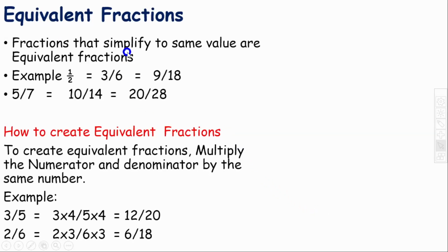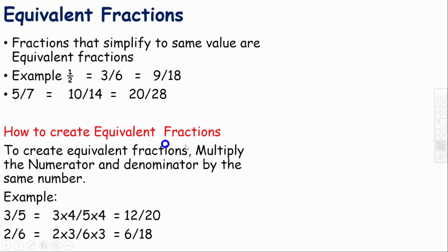Now let's get back to the topic of today, equivalent fractions. Equivalent fractions are simply fractions that have the same value as the basic fraction. What it means basically is that 1 all over 2 is the same thing as 3 all over 6, is the same thing as 9 all over 18. These are called equivalent fractions of 1 all over 2. That is, they are actually the same thing.